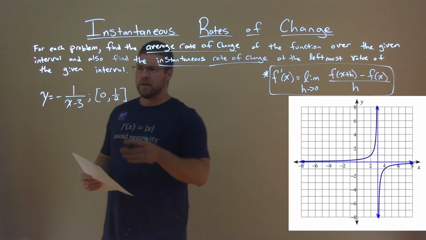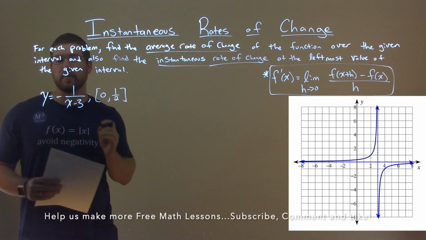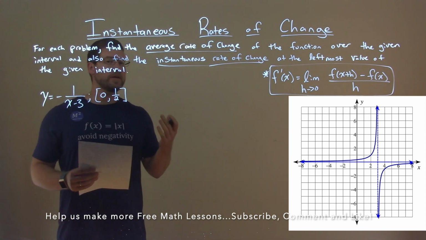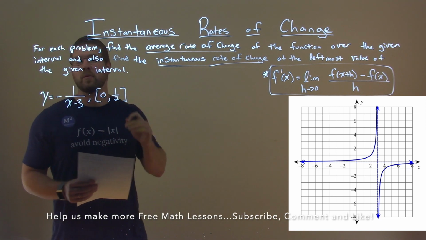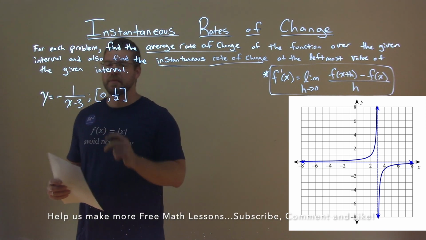We're given this problem right here: y equals negative 1 over x minus 3, and we want to find the average rate of change over the interval from 0 to 1 half, and the instantaneous rate of change at 0.